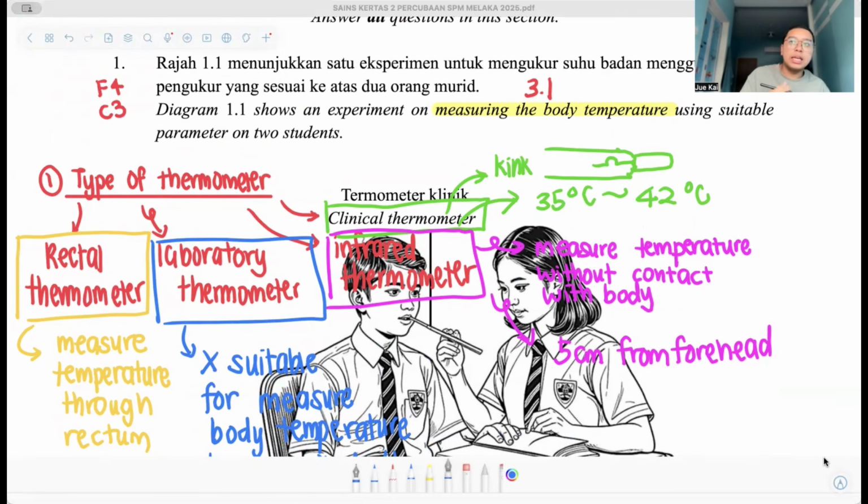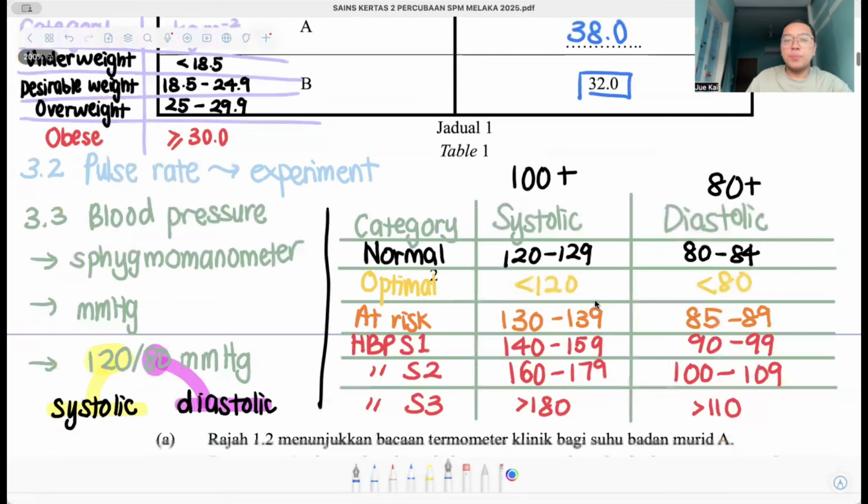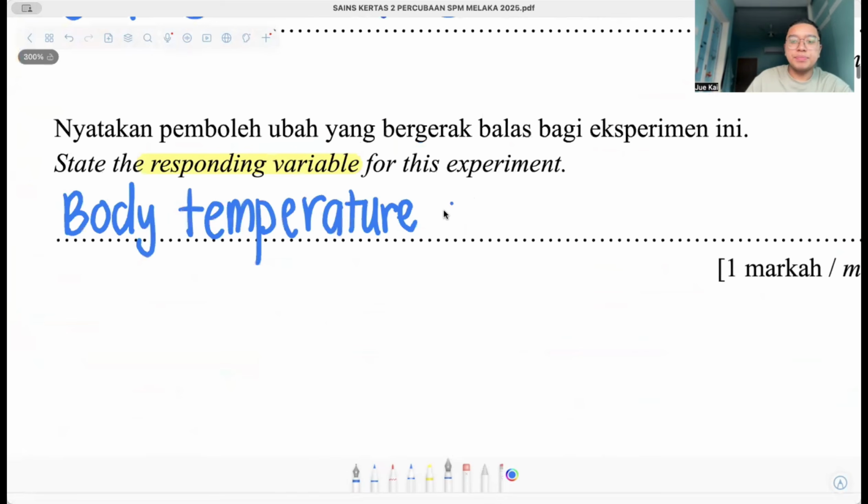Maybe in the exam they come out with, I measure the body temperature of a lab assistant, or I measure the body temperature of the principal. How do we know? We don't know the question. I don't know what type of question comes out. So be specific. Write down specifically. So you write down here of the students, and then you can get 1 mark.